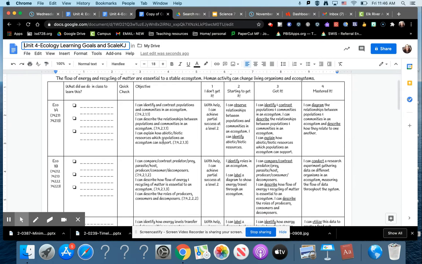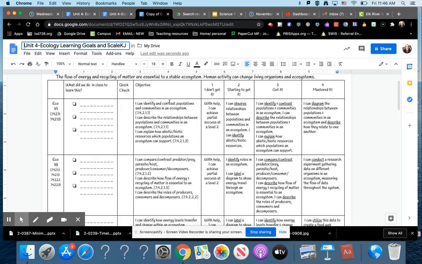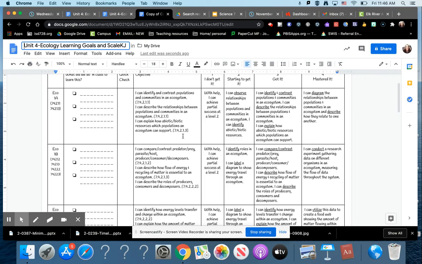What you're going to do is read through each of the objectives, and you'll notice there's a few I can statements for each one of these. So read through them all, and then you're going to choose a color to fill in if you're at a 1, 2, 3, or 4 for that. So I'll read through them with you if you would like.